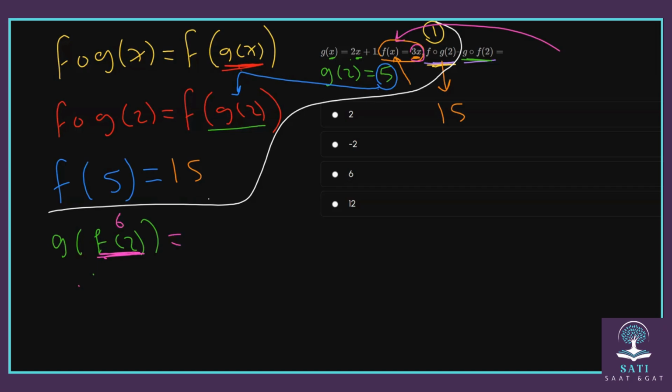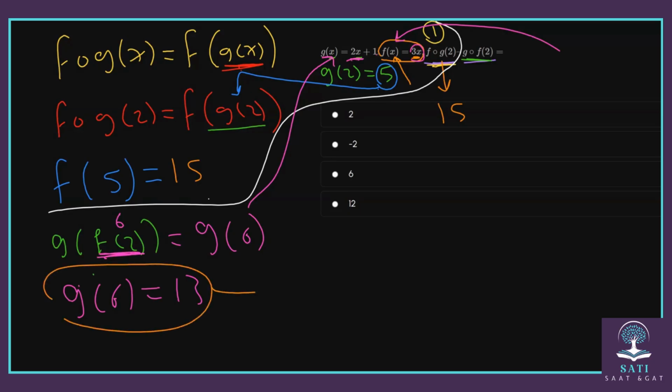That means I'm talking about g of 6 equals what? For g of 6, you take the 6 and you put it instead of x here. As you see, 6 times 2 is 12. 12 plus 1 is 13. So that means g of 6 is 13. And this is what they are asking about. And this is now the result of the second part.